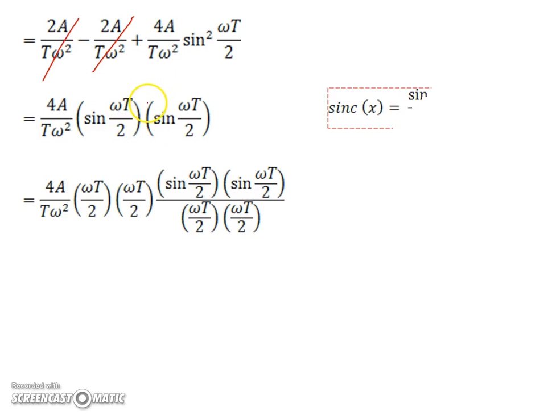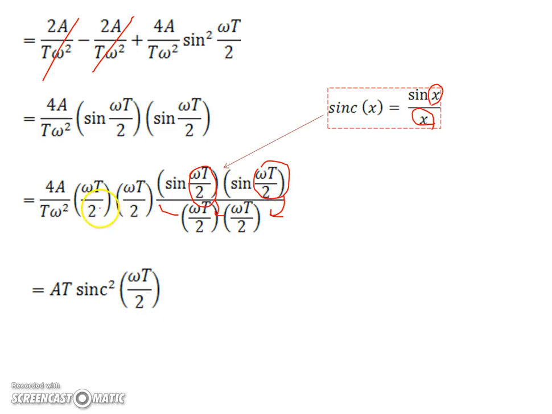So for the sinc x, it is equal to sine x over x. So we have to have the same value of x. So we just take it down and multiply by the same value, so that we will have the sinc. So finally we can cancel out the 4 and the omega T, so that we are left with only sinc squared omega T over 2. Now we will proceed to the Matlab for this question.